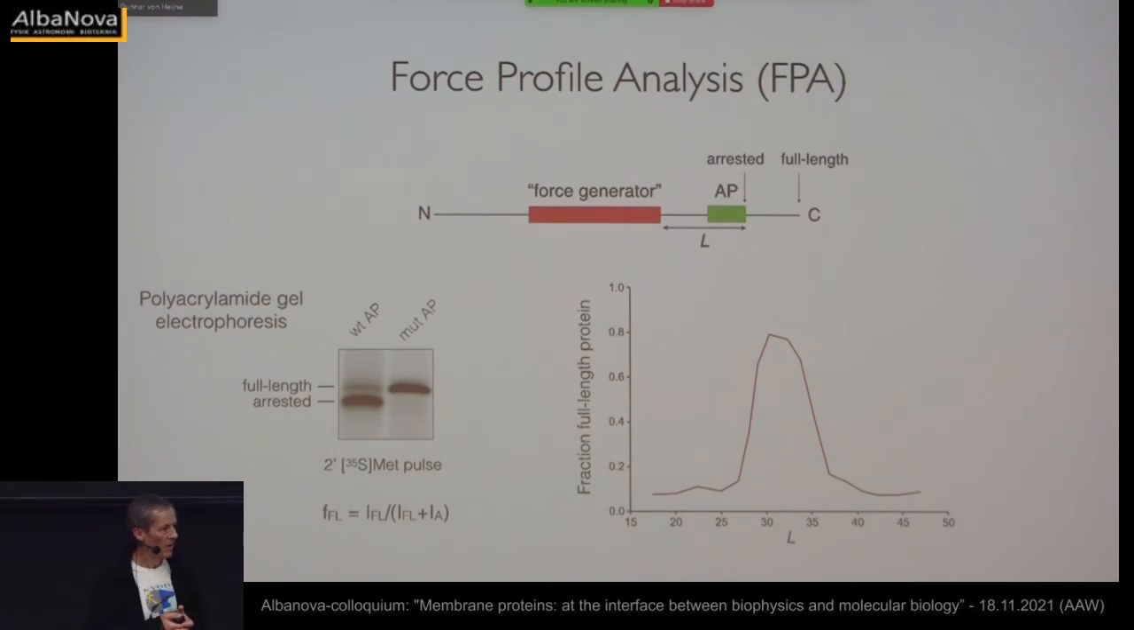All we need to do is run an SDS gel and quantitate two bands. Incidentally, we can make some kind of rough conversion from fraction full-length protein to actual piconewtons, but I'm not going to talk about that. But we have an idea of the ranges we're talking about, at least. That's partly based on other people's optical tweezer experiments, but that's another story. So we can equate this to piconewtons at some level.